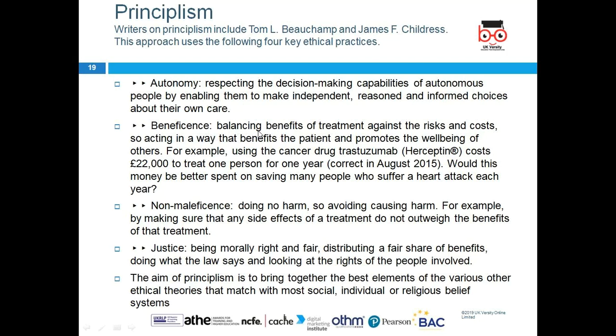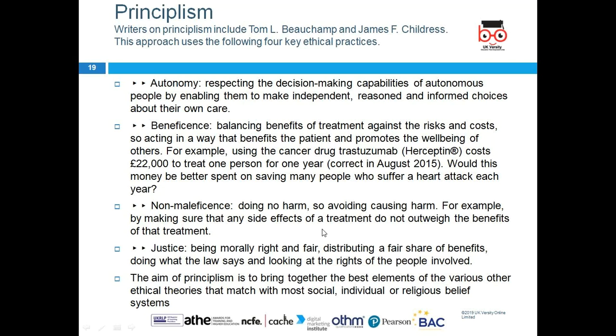Beneficence. This is balancing the benefits of treatment against the risks and costs. So acting in a way that benefits the patient and promotes the well-being of others. They've used an example here of a cancer drug called trastuzumab, if I've said that right, which costs £22,000 to treat one person for a year. So the dilemma here is, would this money be better spent on saving a lot of people who have heart attacks, or should this £22,000 be spent on that one person?